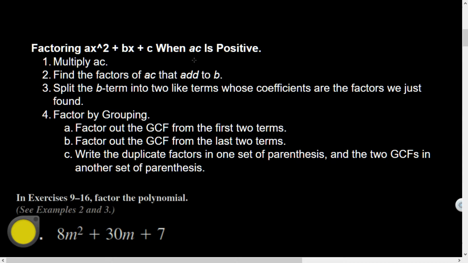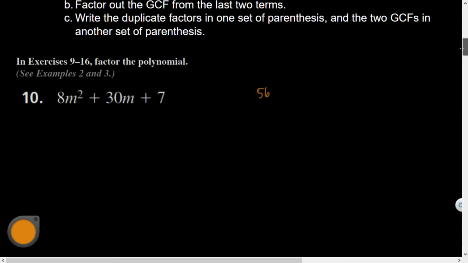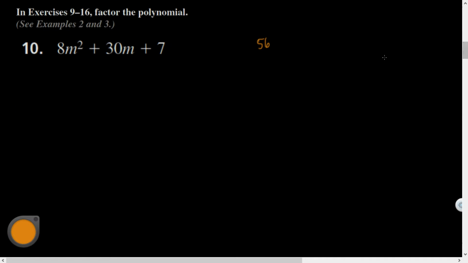So factoring when AC is positive. So step 1, all right, I've got an A term that's not 1. What I do is I multiply the A times the C. All right, 8 times 7. That one's 56. I should have known that from earlier. Man, craziness, am I right? All right, so that's step 1. And now I'm going to find the factors of 56.